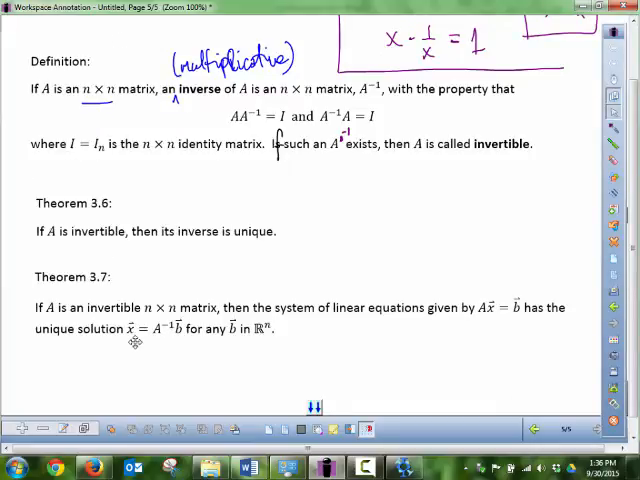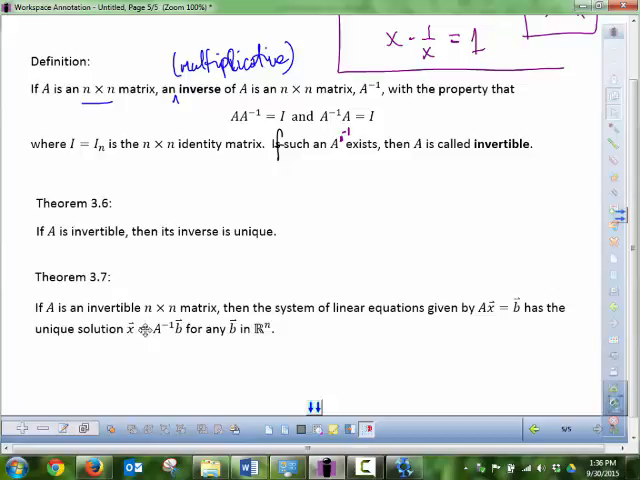So if A is an invertible matrix, then the system of linear equations Ax = b, you guys are familiar with that, has a unique solution, and its solution is x is equal to the inverse of A times b. I feel like we should come up with an example of this. So let's come up with an example of this.